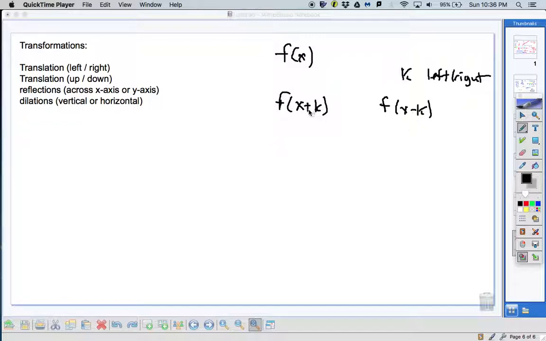Now, with the x, it's opposite the way it appears. So normally we'd say plus would be to the right. This is actually to the left. And this one is to the right. So just remember that the x's, they're weird. They're opposite the way they look.